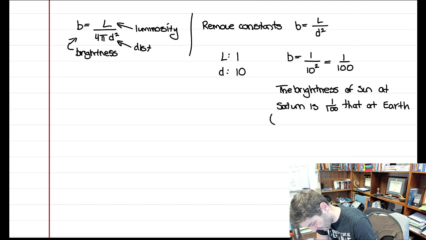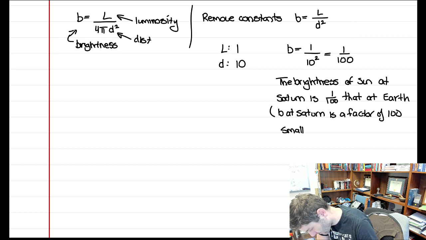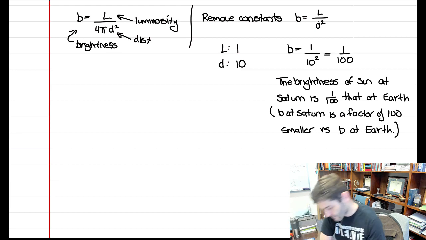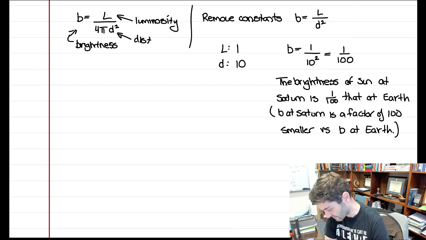Or, said another way, B at Saturn is a factor of 100 smaller versus B at Earth. In this case then, right, it is dimmer because it's a smaller number, and it is smaller by what factor? Factor of 100. 100 times dimmer.